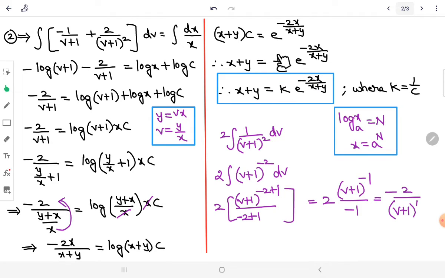k is nothing but a constant, so you can leave it even as 1 by c. But since in the book back answer they have just represented it with k, your k is nothing but the constant, k is nothing but 1 by c. So this is your final answer.